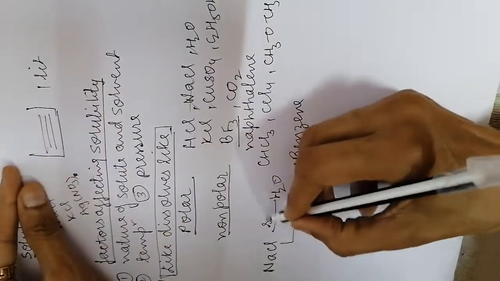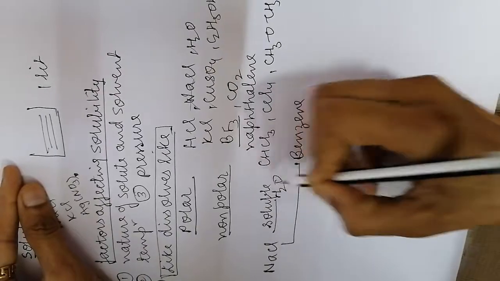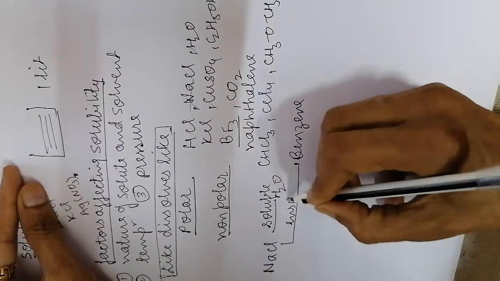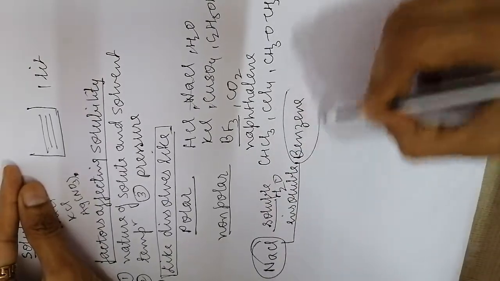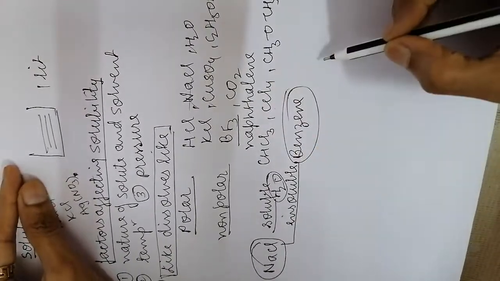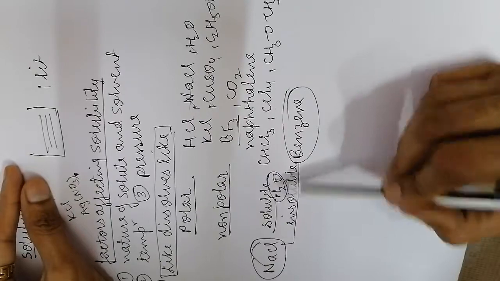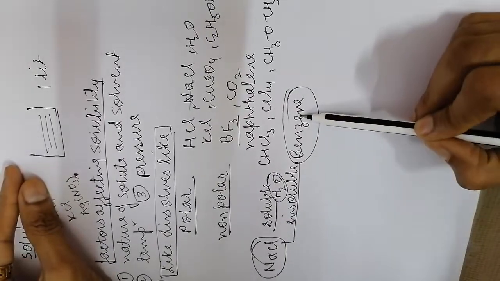NaCl is soluble in water, but it is insoluble in benzene. What is the reason? Because NaCl is polar. Benzene is non-polar. Water is polar. Polar will dissolve in polar. Polar will not dissolve in non-polar.